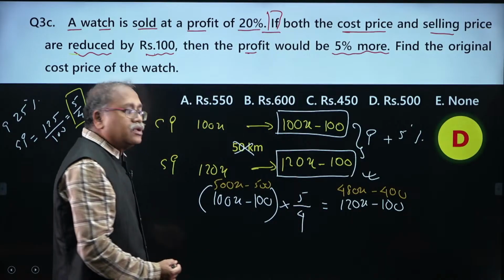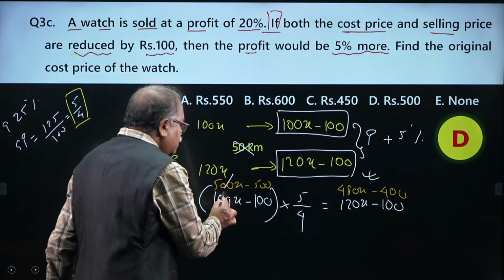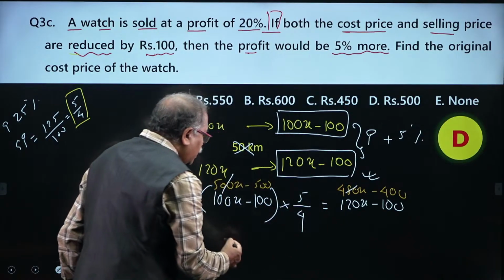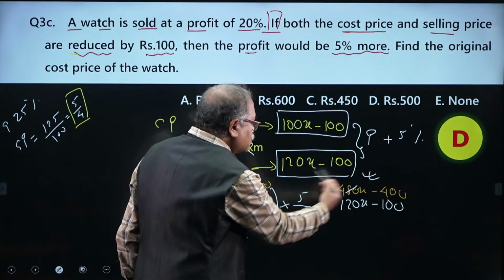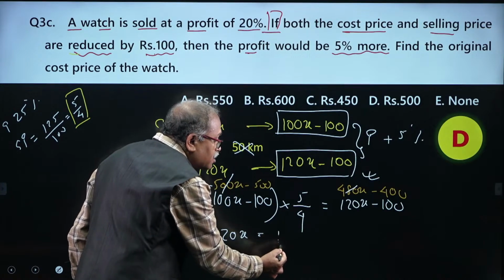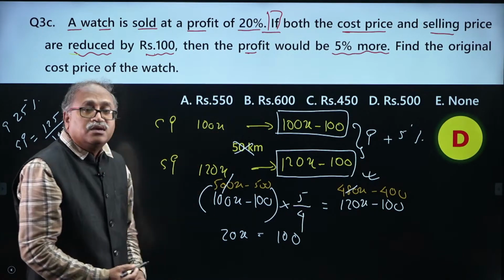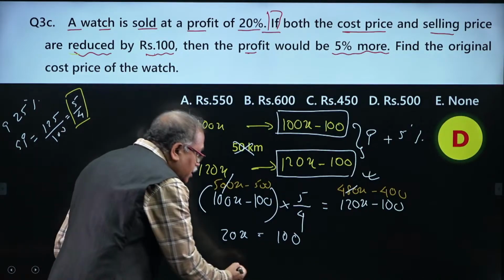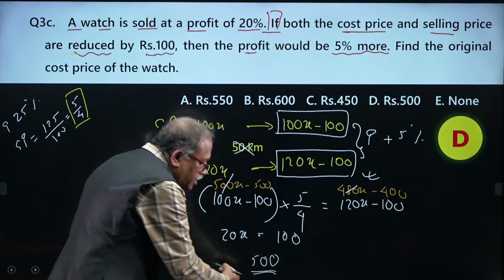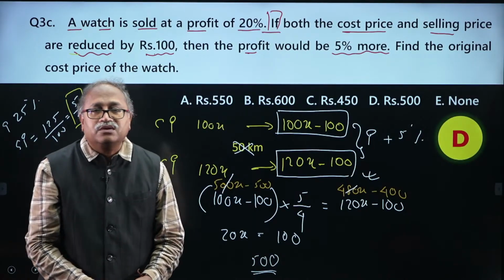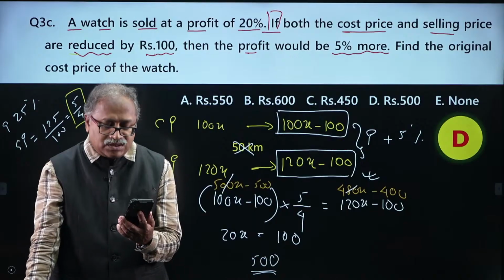Now, when I compare the left side and right hand side, you clearly notice that these two get cancelled, and I am getting 20x, which is equal to, this goes on the other side, 100. Therefore, x is equal to 5. What is my requirement? 100x. So, 100x is equal to 500. Write as little as possible, and that should be there in the practice itself.